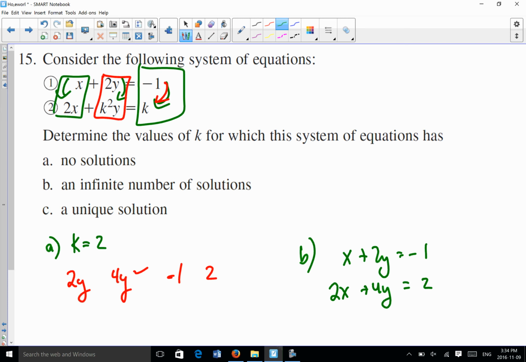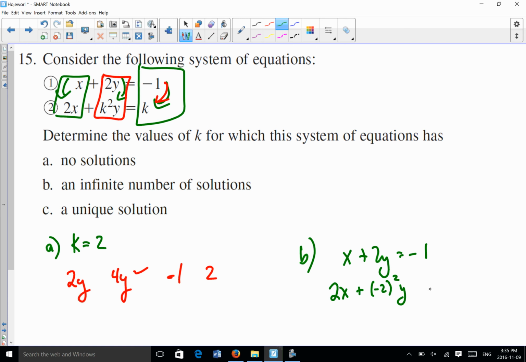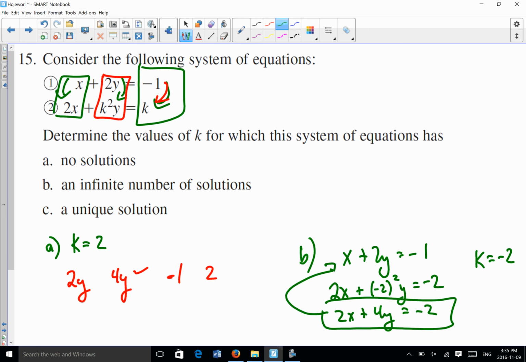What happens if I make k, instead of being 2, what if I make k -2? What happens then? Well, let's go back for a second here. We're going to make k be -2. What would that look like? I'd have -2 squared y, and -2 over here. And we're assuming that k is -2 here, okay? Well, what does that come out to? Well, 2x, 4y, and -2. Hey, all of this is that times 2, right? So as long as k is -2, I have infinite solutions.